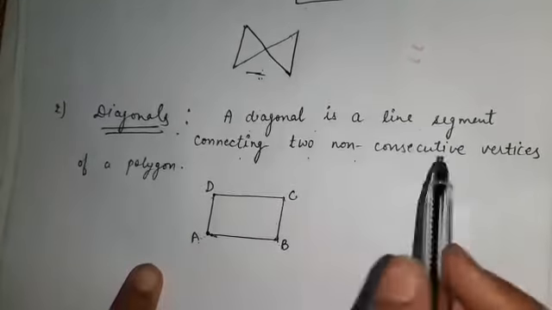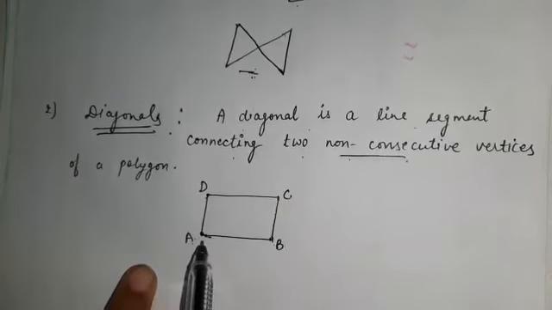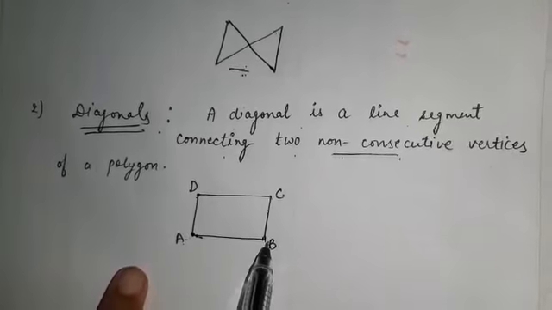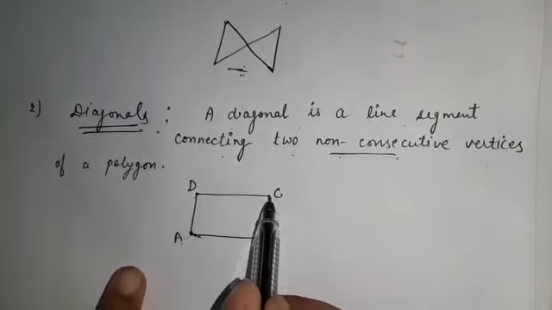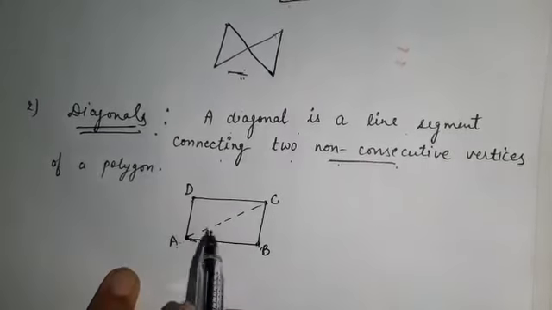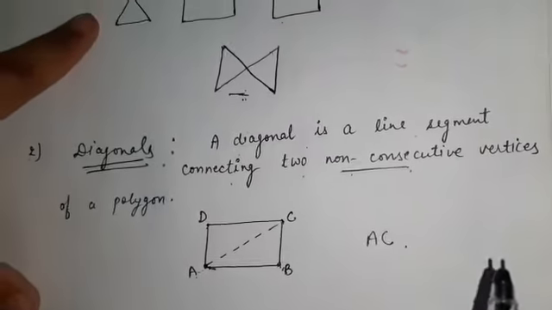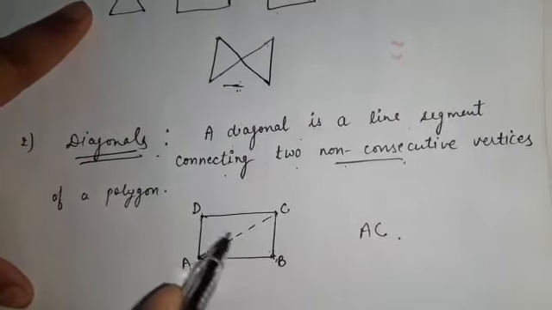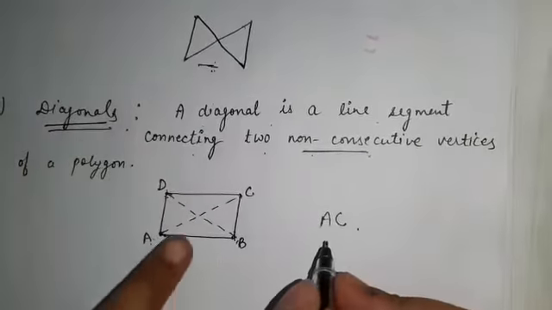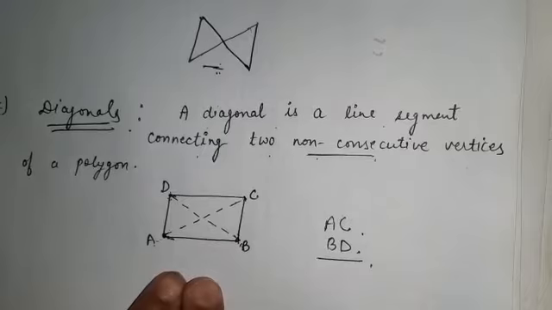Now non-consecutive, here the word non-consecutive is used, means the points or vertices which don't come one after other, like A and B, these are consecutive vertices, but A and C are not consecutive vertices. So if I join these non-consecutive vertices, we get a diagonal. So AC is a diagonal, and we can get one more diagonal here, D and B. These are also non-consecutive vertices. So if I join these two vertices, I get one more diagonal, diagonal BD. So in this figure there are two diagonals.